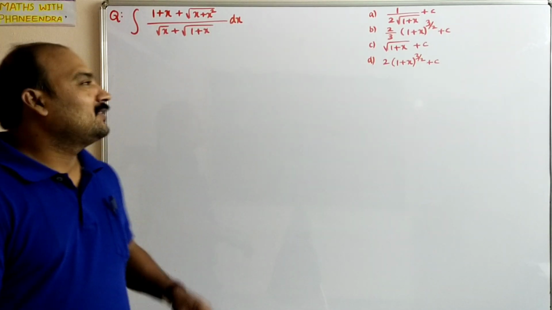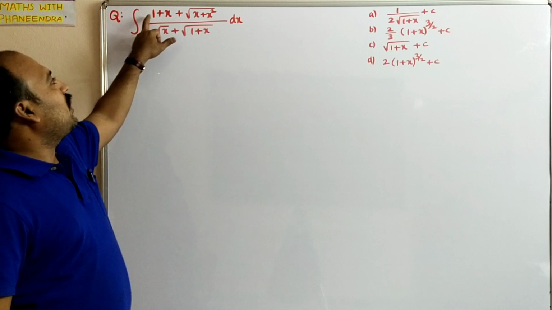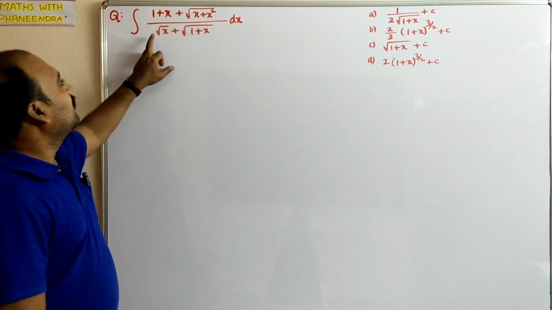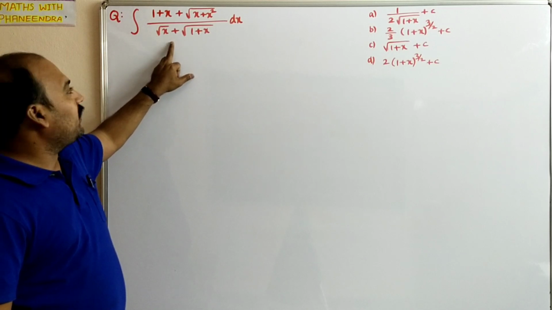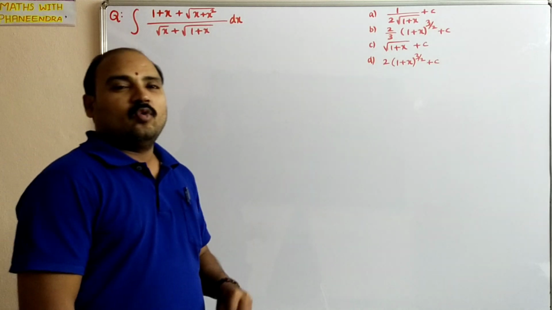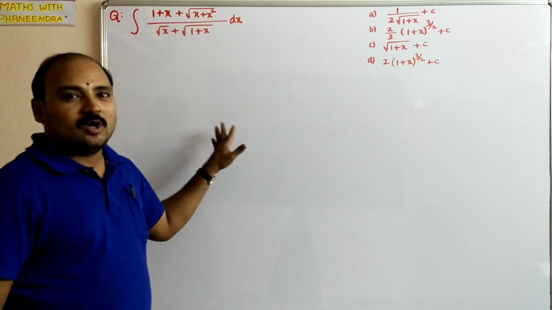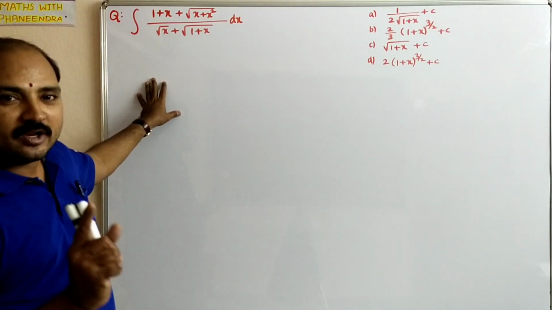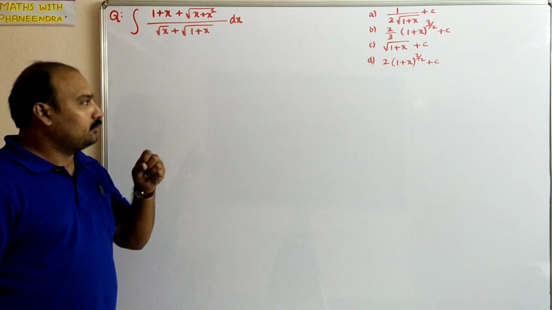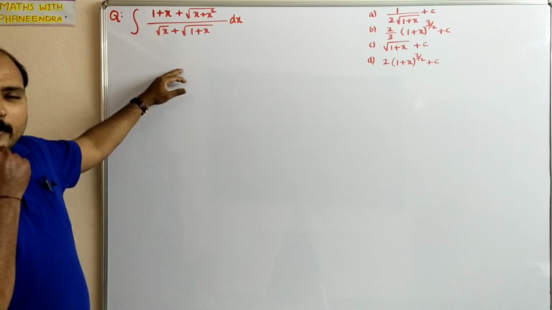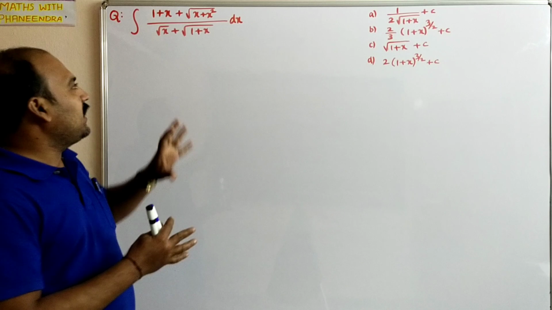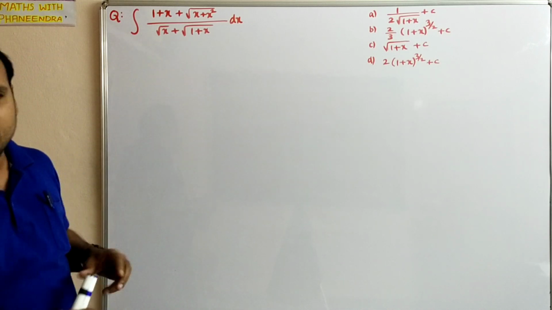The next question. Integral of (1 plus x plus square root of x plus x square) divided by (square root of x plus square root of 1 plus x) into dx. Whenever questions like these are there, some logic is behind them, you can observe carefully. Is there any possibility of writing the denominator in terms of the numerator, or the numerator in terms of the denominator? Is there any relation between them? You can find out.